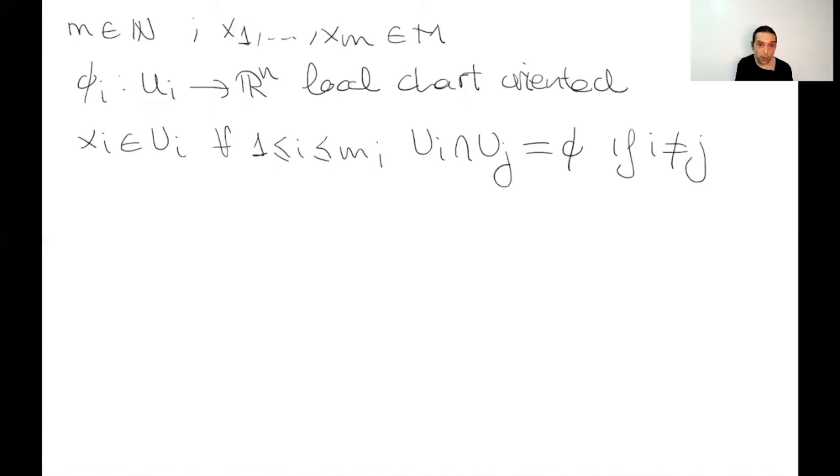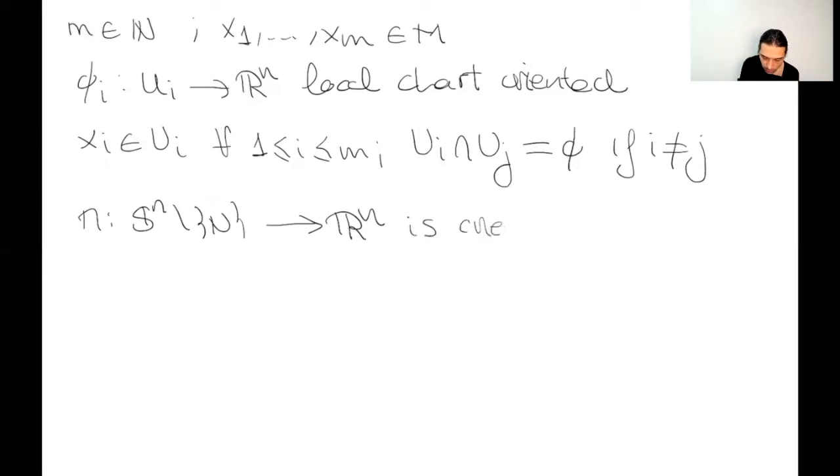What we're going to consider now is the stereographic projection from the North Pole. This is the North Pole. Well, we could actually call it π, from the sphere minus the North Pole to R^n. And this stereographic projection preserves orientation. It's a diffeomorphism that preserves orientation.